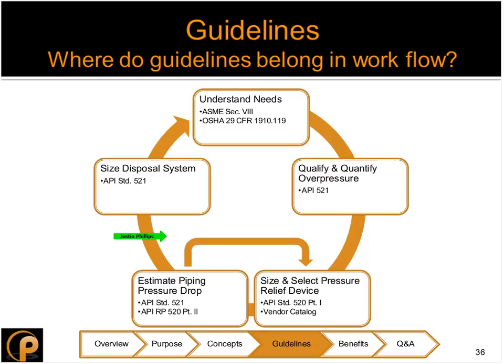We estimate piping pressure drops into and out of our relief device with API 521 and API 520 Part 2, and we iterate because the pressure drop can affect the flow rates, which can affect the pressure drop, which can affect our flow rates, so on and so forth. We keep iterating until we come to a convergence. So once we think our relief device is about right, we check the sizing of our disposal system with API 521 and iterate the pressure drop calculations, which again might mean iterating the sizing and selection. Eventually, you arrive at an answer and you check to make sure that your original needs are met.